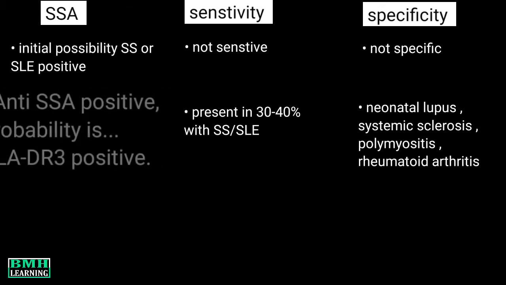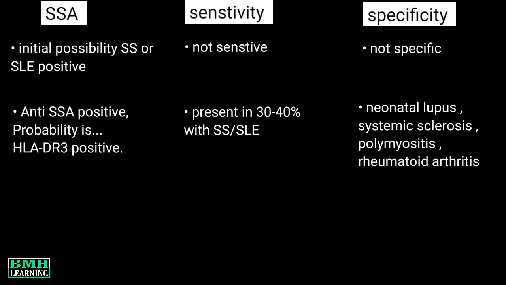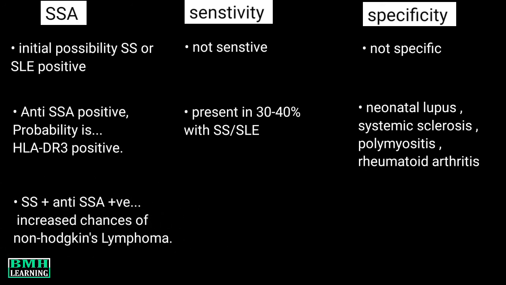So, if a patient is anti-SSA positive, the probability is that he would also be HLA-DR3 positive. Now, remember this point. It's kind of an alarming signal. When there is a patient with Sjogren's who is at the same time anti-SSA positive, this simply means there are increased chances of non-Hodgkin's lymphoma.